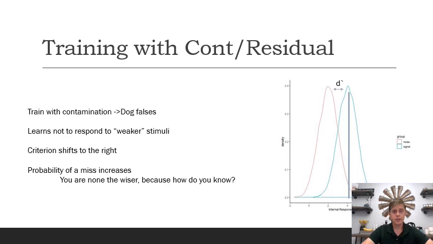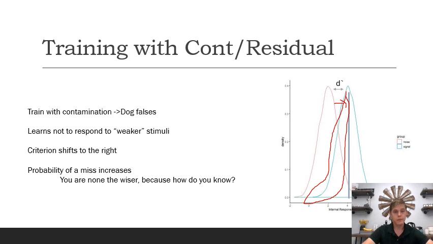So this is what that spells out. If you train with contamination and the dog false alarms, they learn to not respond to the weaker stimuli, which is shifting their criterion to the right, which makes them more conservative, which then introduces the potential for a lot of misses at lower concentrations.